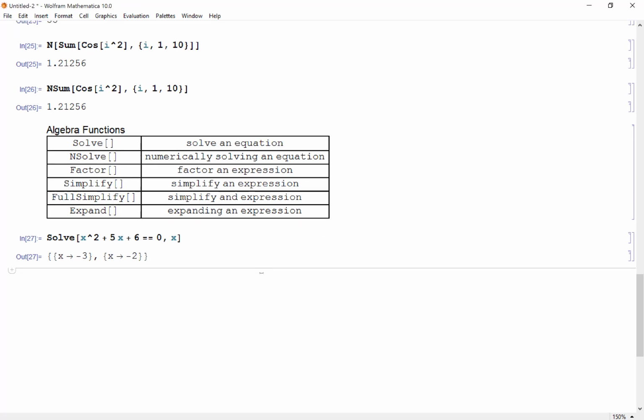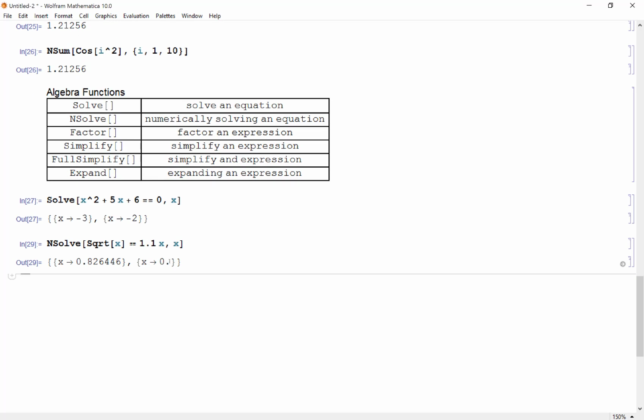Pretty cool. So we could use NSolve to solve an equation where we need to use some sort of decimal expansion. So maybe like the square root of x equals 1.1x, and we want to solve that for x. And here we get a value of 0, of course, and then we get a decimal value of 0.826446.